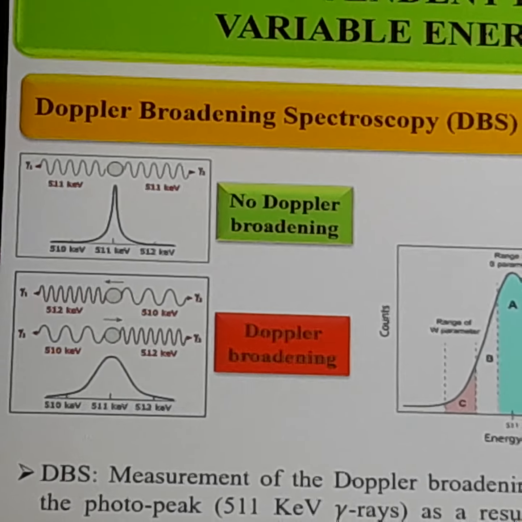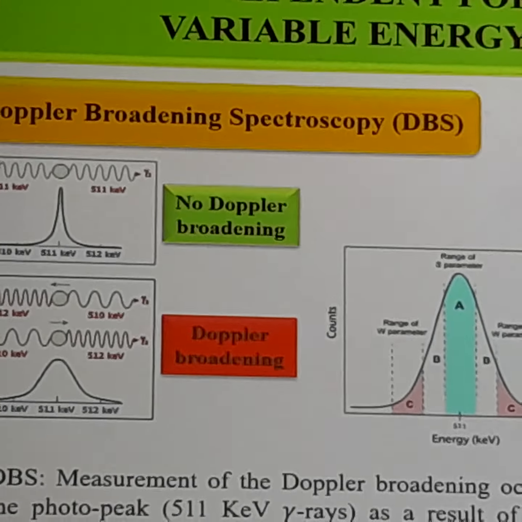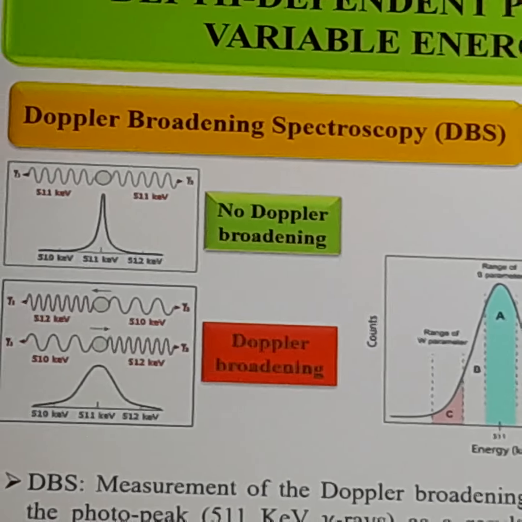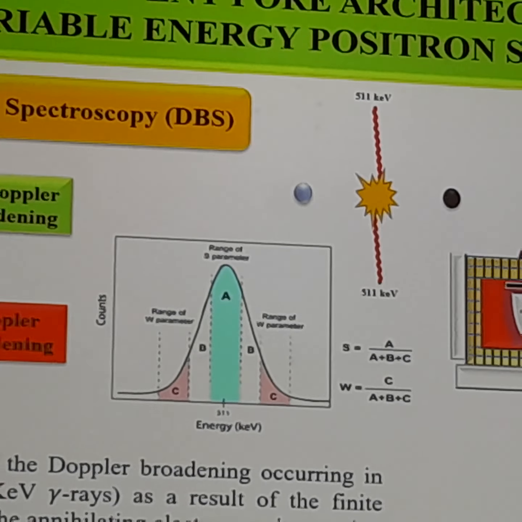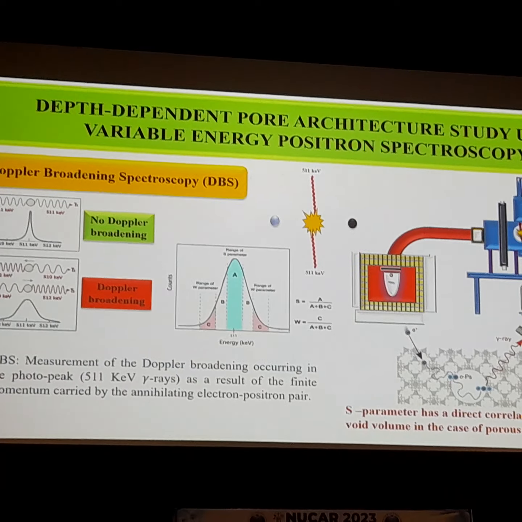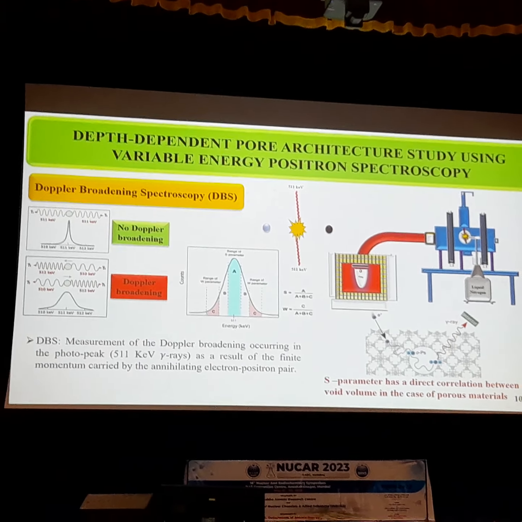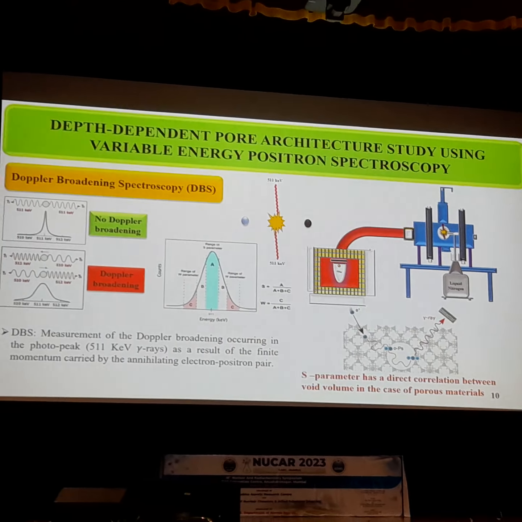And this is the central part of the Doppler broadening, and the area under this particular region is called the S parameter. The S parameter has a direct correlation with the number of pores or the size of the pore in a porous material. In short, if the S parameter is higher, then the number of pores or the pore volume inside the material will be higher.